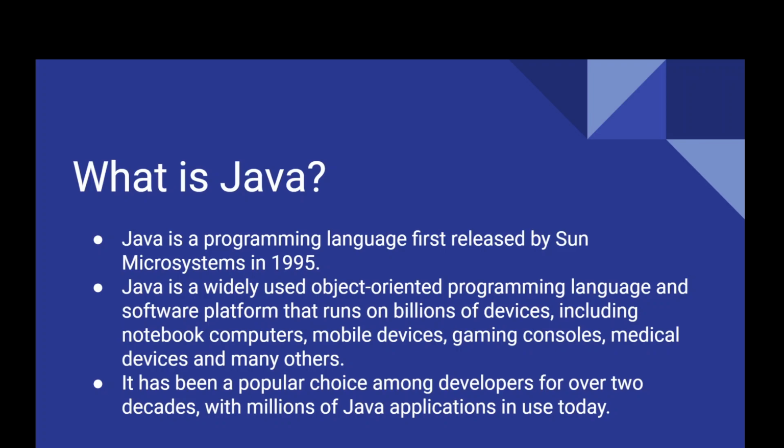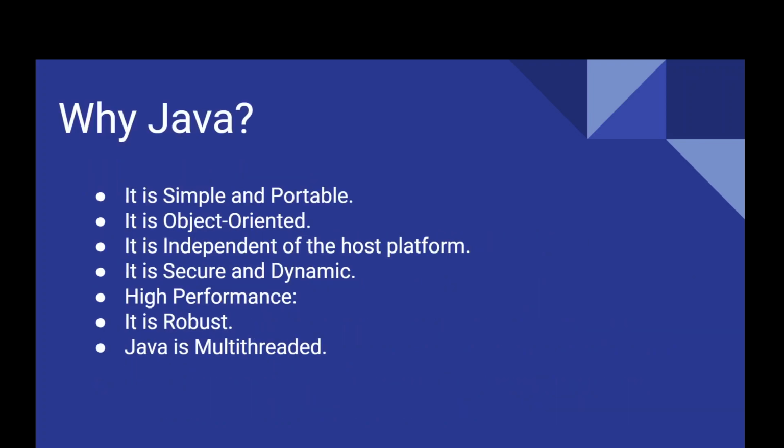Now let's see why Java. What are the main features of Java? So the primary goal in the creation of Java language is to make the language simple and portable. It is object oriented. Java is independent of the host platform. It is designed to execute code from remote sources securely, which makes it secure and dynamic.